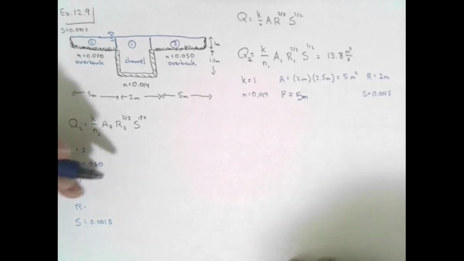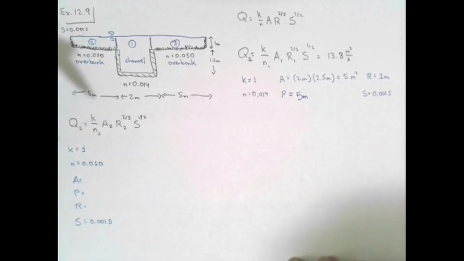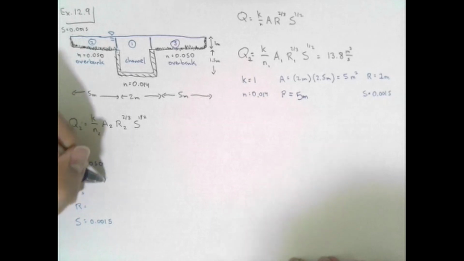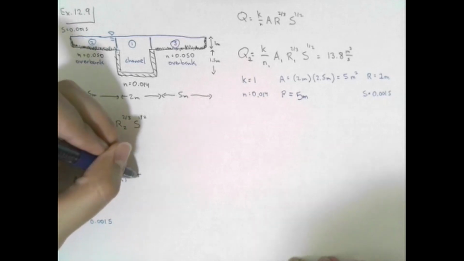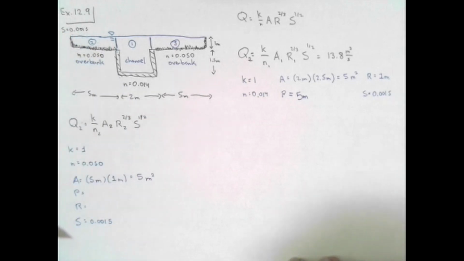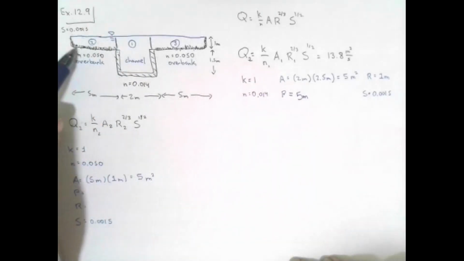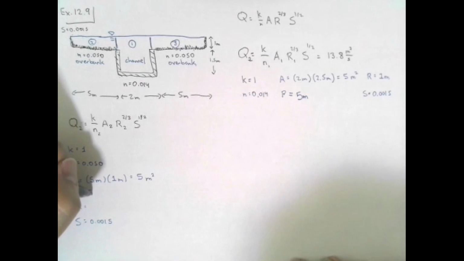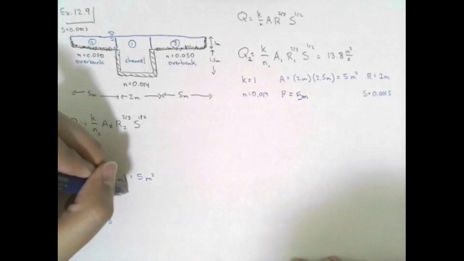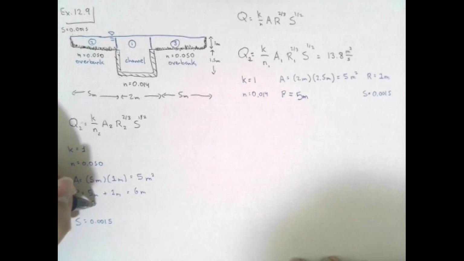Would it be 5? That's correct. We have 5 meters times 1 meter. So that gives us an area of 5 meters squared. What about the wetted perimeter? I got 12 meters. That's for the whole thing, right? Yes. If we're looking at only one section, it would be 6. 5 meters plus 1 meter is 6 meters. And then the hydraulic radius is 5 over 6 meters.